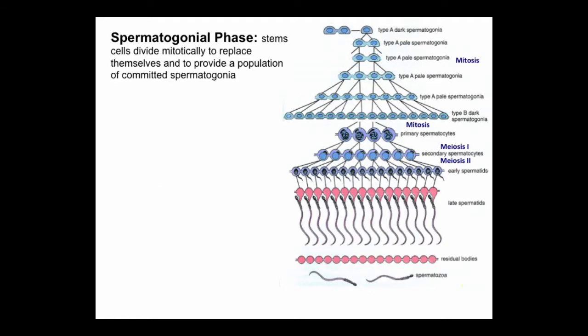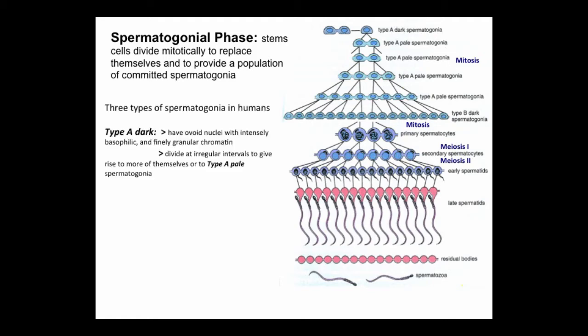If we look at the spermatogonial phase, basically stem cells divide mitotically to replace themselves and to produce a population of committed spermatogonial cells. The diagram shows the stages where there's mitosis, and then the stages of meiosis, and then finally just sperm maturation. There are 3 types of spermatogonia in humans. There's type A, or dark spermatogonia. These have ovoid nuclei with intensely basophilic and finely granular chromatin. These cells divide at irregular intervals to give rise to more of themselves, or to type A, pale spermatogonia.